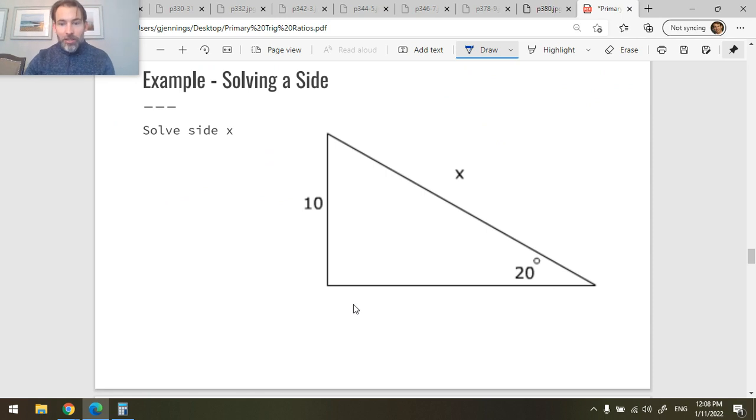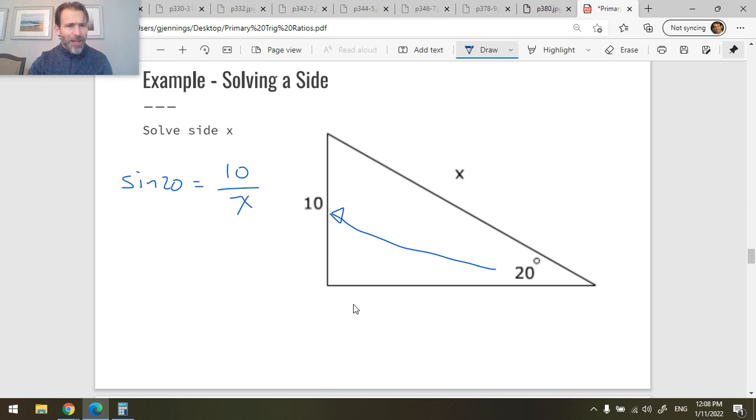Here, I know this angle, I know this, and I don't know that. I want to know this hypotenuse. If I knew this, I could use the Pythagorean Theorem, but I don't. So what I'm looking for is, again, that ratio that relates the opposite side to the hypotenuse. It's still sine. Okay, so I write sine 20 equals opposite over hypotenuse.